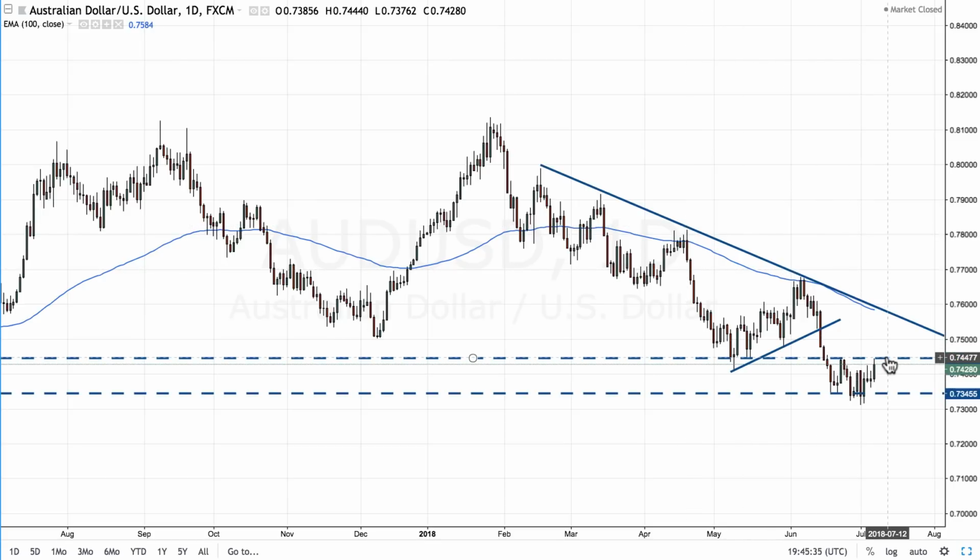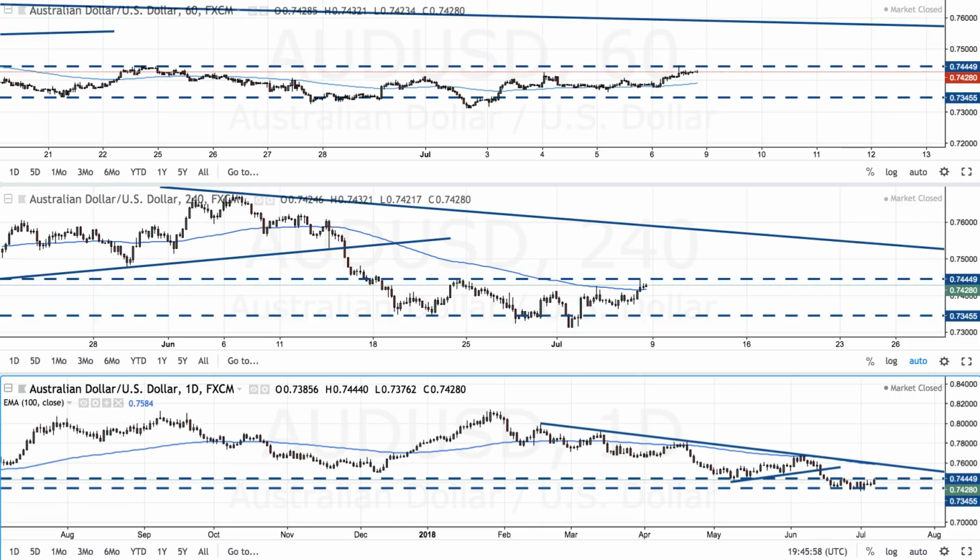So if we don't get the bounce from this previous level of support over here, we've also got some support over here. If we don't get the reaction to that, then we're more than likely expected to see the market trade up towards this downward sloping trend line, where we will also look to sell the market. Ultimately, we're bearish on the Australian dollar, but we have two ways that we can play this in the coming days and weeks.